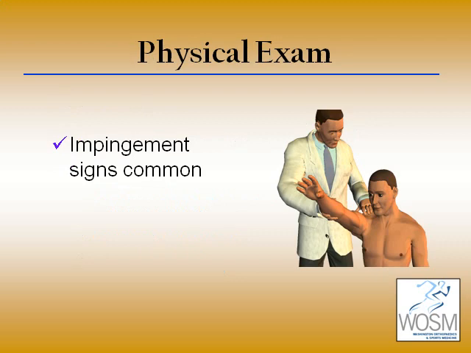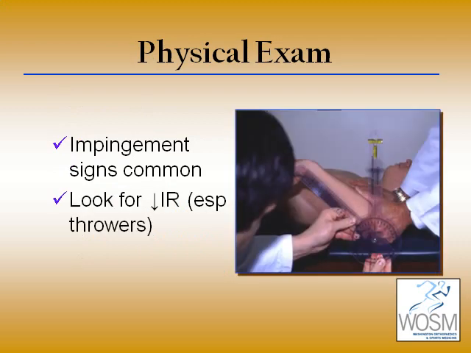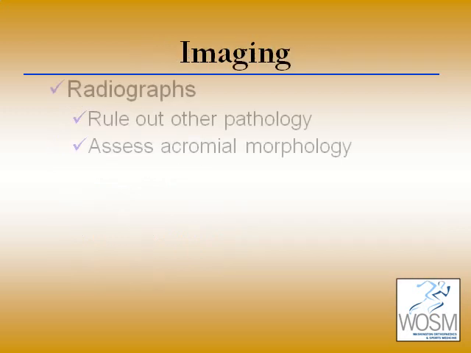Physical examination shows that impingement signs of Neer and Hawkins are common. Look for decreased internal rotation due to posterior capsular tightness, especially in the throwing population. And look for scapular dyskinesis, viewing them from behind.